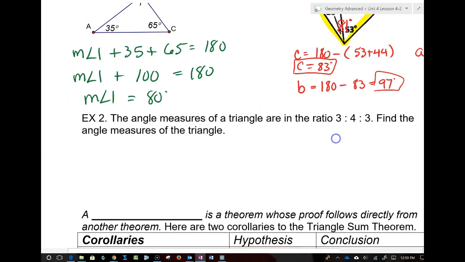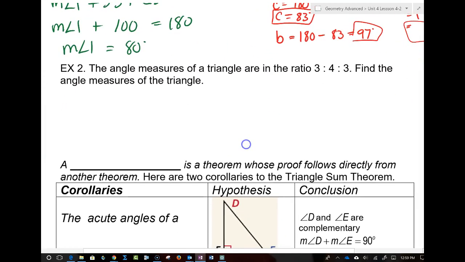All right, the next problem says the angle measures of a triangle are in the ratio of 3 to 4 to 3. A ratio. That means fractions, right? Fractions that have been reduced. So the thing is, that's called an extended ratio because you're comparing more than two numbers. You're comparing how many? 3. And so when you work with this, this is how easy it is to do.